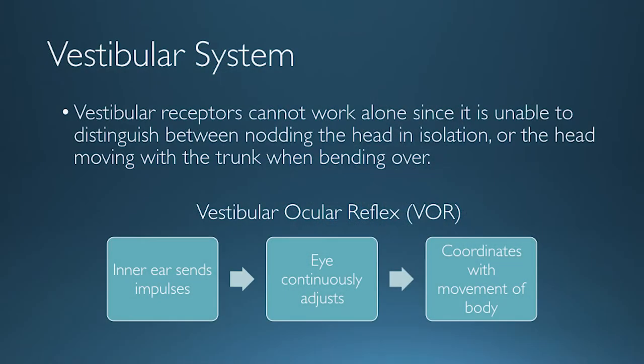Then the other system besides those two is your eyes. How your vestibular system interacts with your eyes is called the vestibulo-ocular reflex. These receptors don't work alone, and they're unable to distinguish between nodding the head versus head movement with the trunk, like bending over. To differentiate, you use your eyes to tell the brain, okay, I'm bending over versus I'm just nodding. The inner ear can't distinguish that, but your eyes are telling your brain what I'm doing. So it sends those impulses, the eye continually adjusts, and it coordinates with body movement.